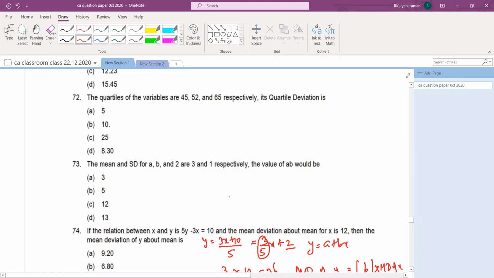So you have a mean for A, B and 2. So (A plus B plus 2) by 3 is equal to 3. So A plus B is equal to 6 minus 2, so 4. The standard deviation for A, B and 2.